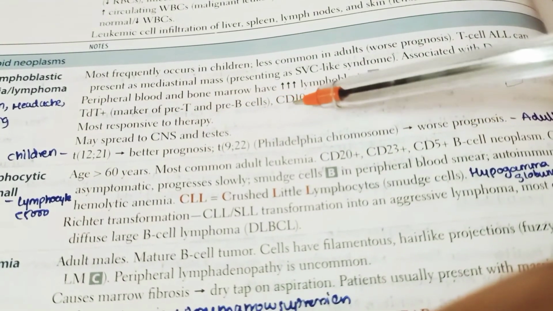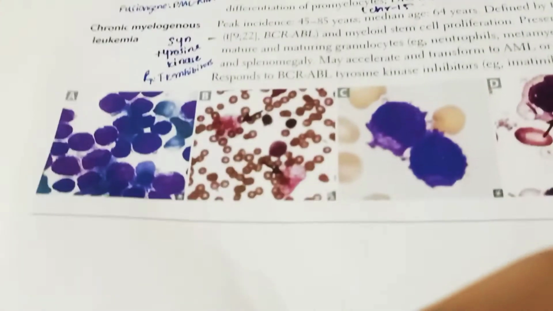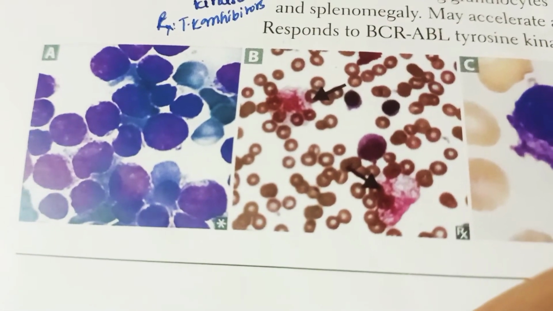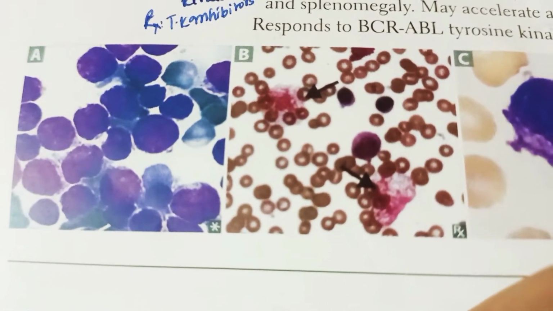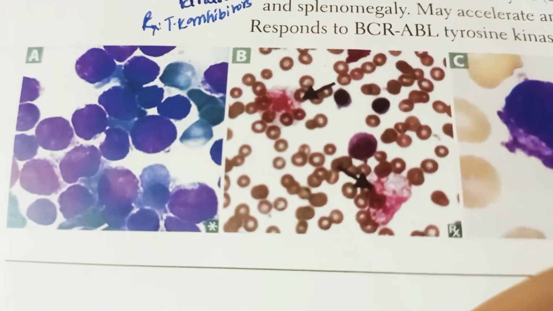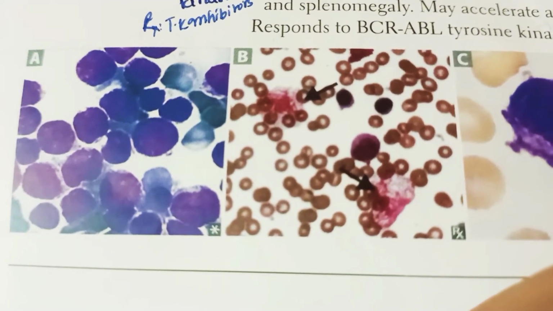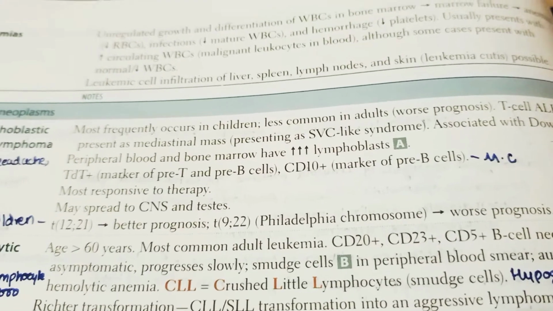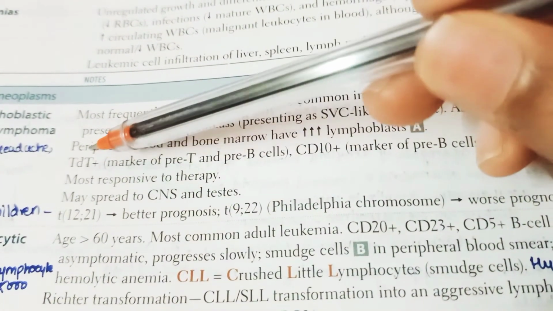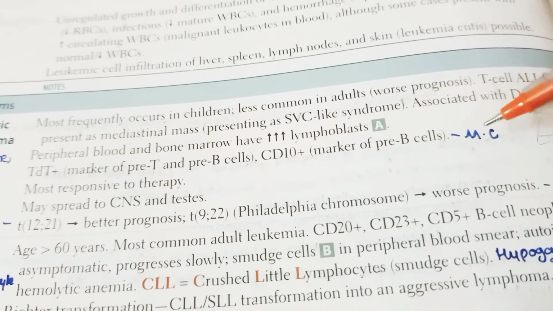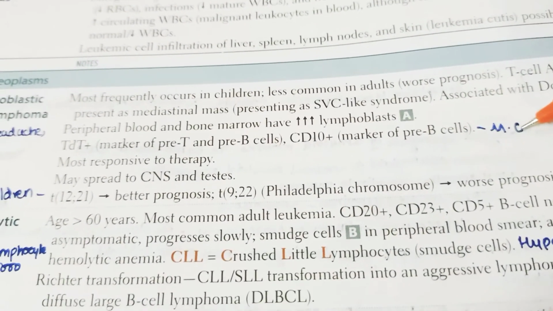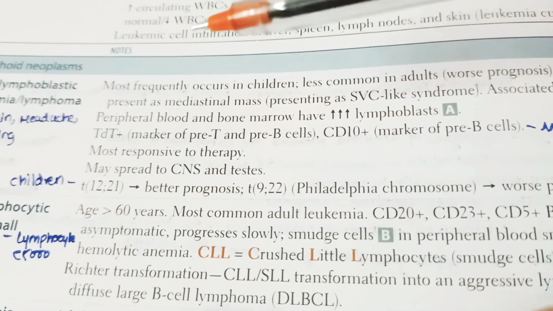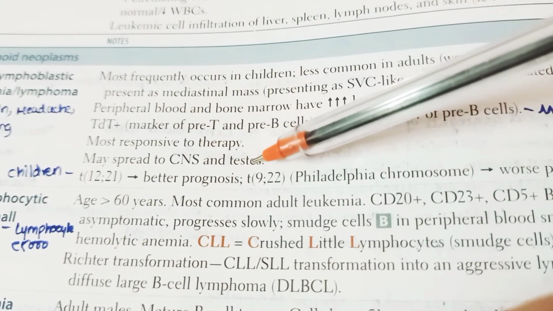The peripheral blood and bone marrow have increased lymphoblasts. You can see here, these are the lymphoblasts which are the precursor cells for white blood cells. So when these lymphoblasts are more, then you will say acute lymphoblastic leukemia. TdT is a positive marker of pre-T and pre-B cells, and also CD10 positive. CD10 is a pre-marker for B cells, right? Pre-T cells and pre-B cells both are TdT positive. If they are CD10 positive, you can say B cell, and B cell is most common. If you remember, even in Hodgkin and non-Hodgkin lymphoma, B cells are most common, right? It is most responsive to therapy, and may spread to CNS and also testis in small children.